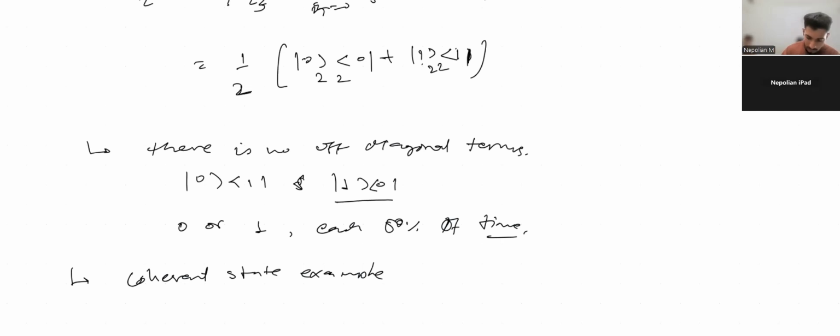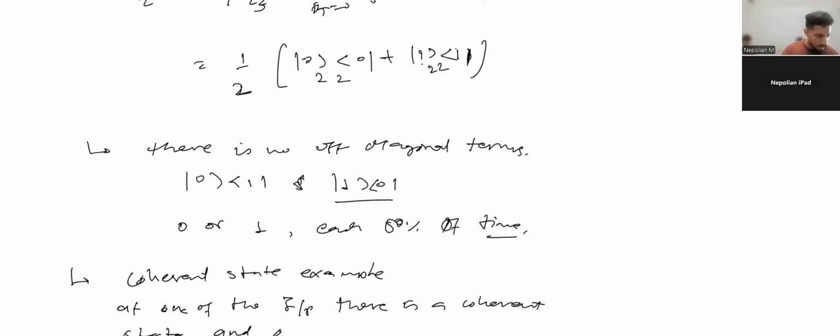Here, at one of the inputs, there is a coherent state, and the other input is vacuum. So the initial input state is |0, 0 and alpha at 1>. This is the input state.